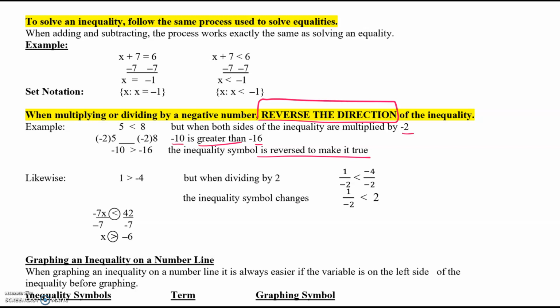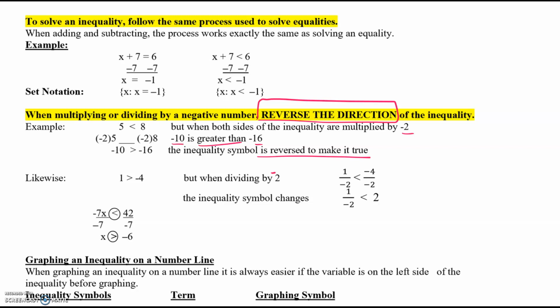Likewise, 1 is greater than -4. But when dividing by -2, the inequality symbol is going to change, because now it's -1/2, and you're comparing it to +2. Okay, so when we do that, it's no longer true that 1 was greater than -4, but now we have to say -1/2 is less than +2.